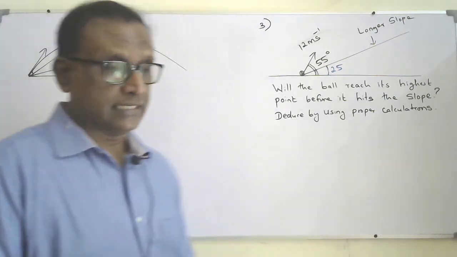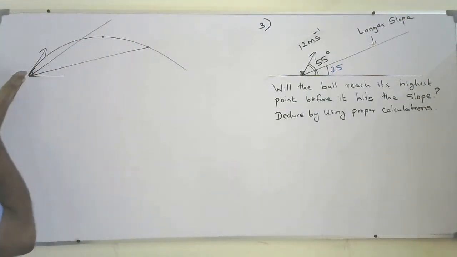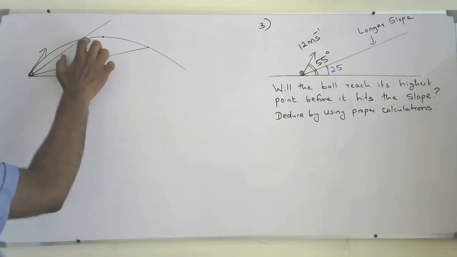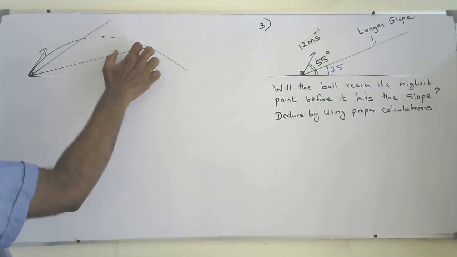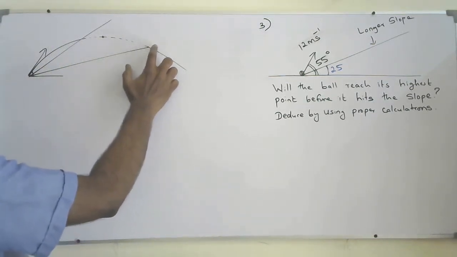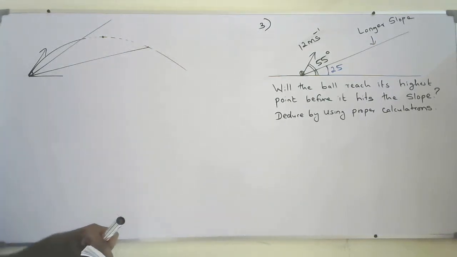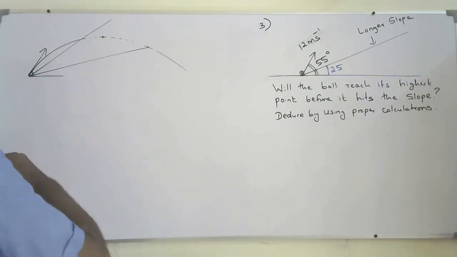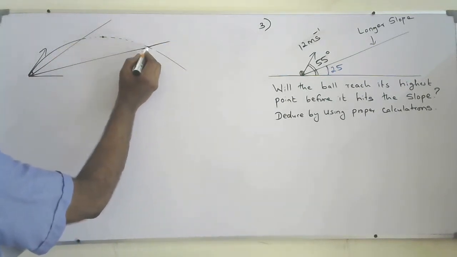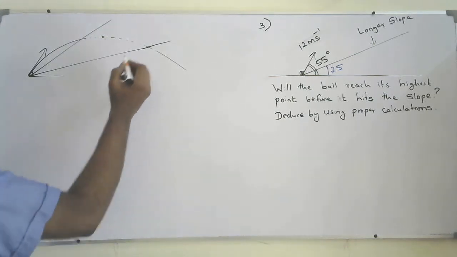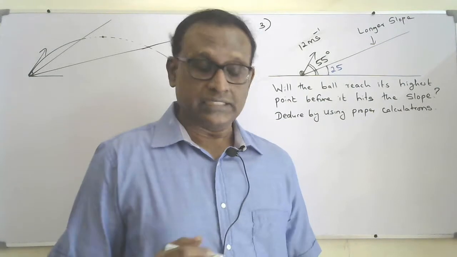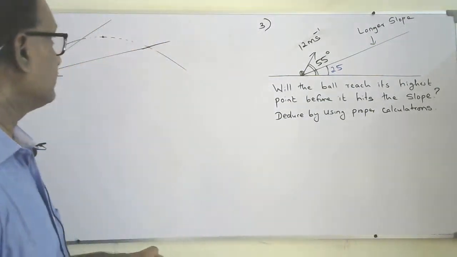So there are two possibilities, as you can see in the diagram. If the slope is like this, the ball will reach the highest point here, but before that it is going to hit the slope, so it will hit the slope here. But if the slope has an angle like this, 25 degrees, we are not measuring and drawing, I am just drawing it, so if the slope is something like this, what will happen? The ball will be able to follow its path and pass its highest point, and only later will it hit the slope, if the slope is longer.